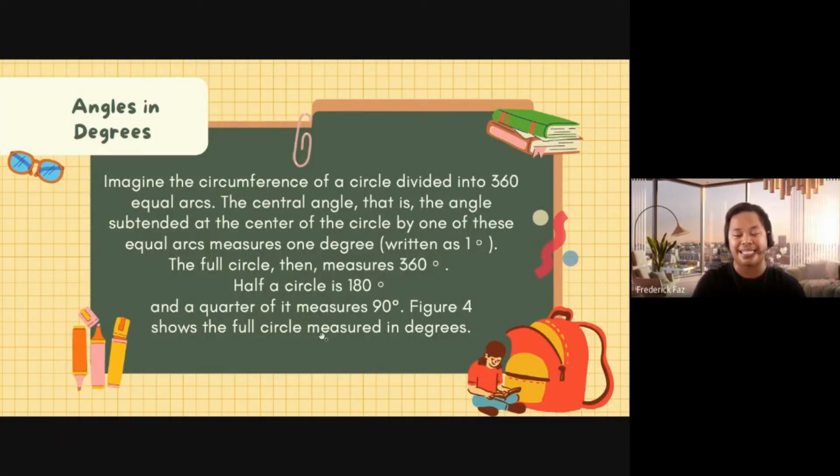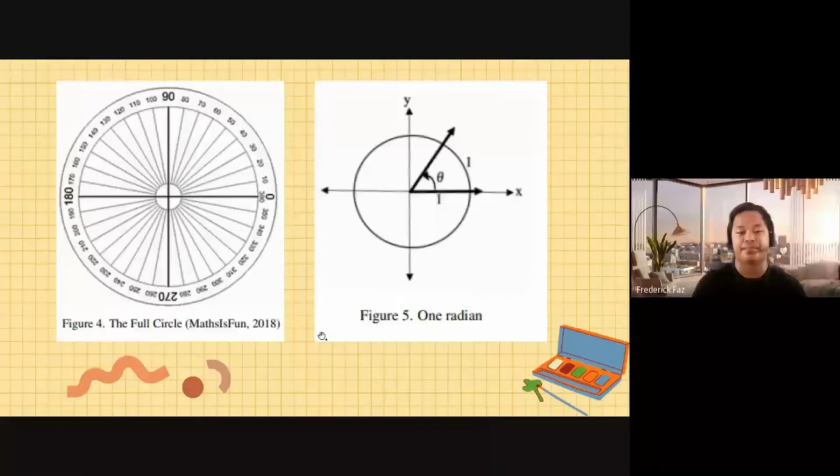So let us see figure 4. Here is the full circle. A quarter is 90 degrees, positive, moving counterclockwise, then 180 degrees, 270 degrees, and 360 degrees.